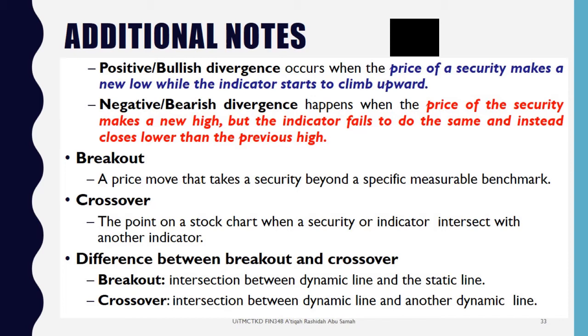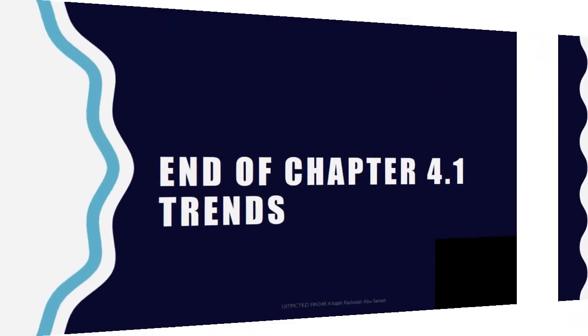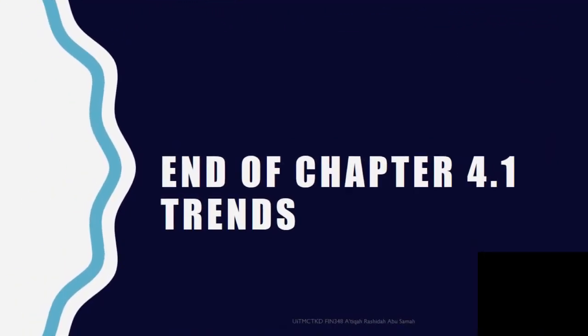Okay, so breakout basically is about the price going beyond the line, and crossover is about when two lines join together and then cross each other. All right, so now we have ended our chapter 4.1, about the trend lines, about the support and resistance.